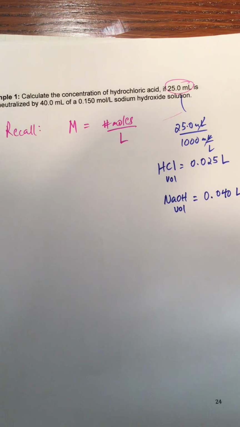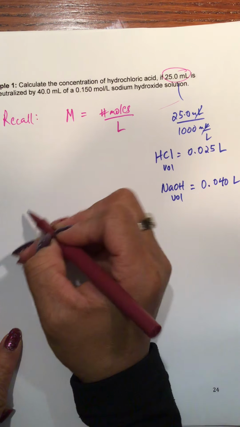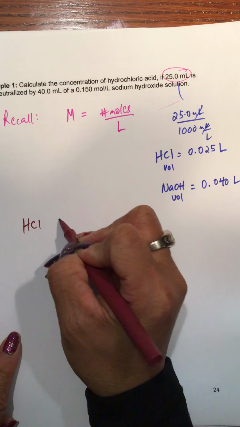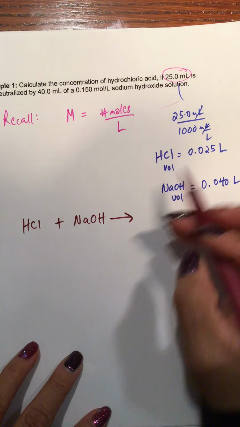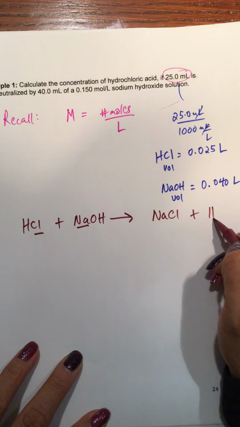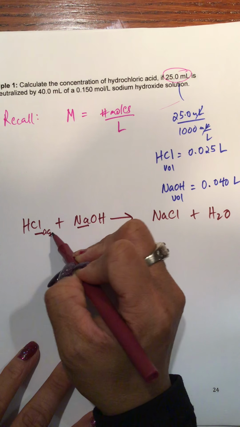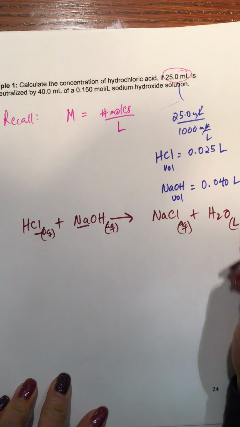And we can now use the equation to solve for the concentration of hydrochloric acid. So first things first, step 1 is to write the balanced chemical equation for the neutralization reaction. So we have hydrochloric acid, HCl, plus sodium hydroxide, and this will result in the Na and the Cl combining. So you have your salt and water. These are all aqueous, and this is soluble aqueous, and this is liquid water.